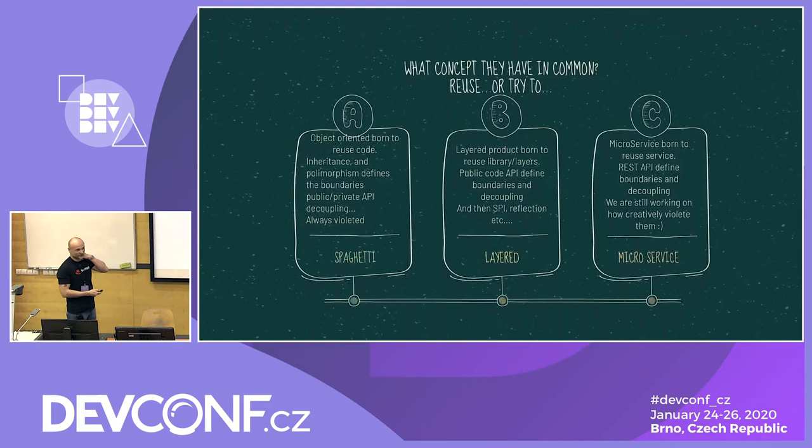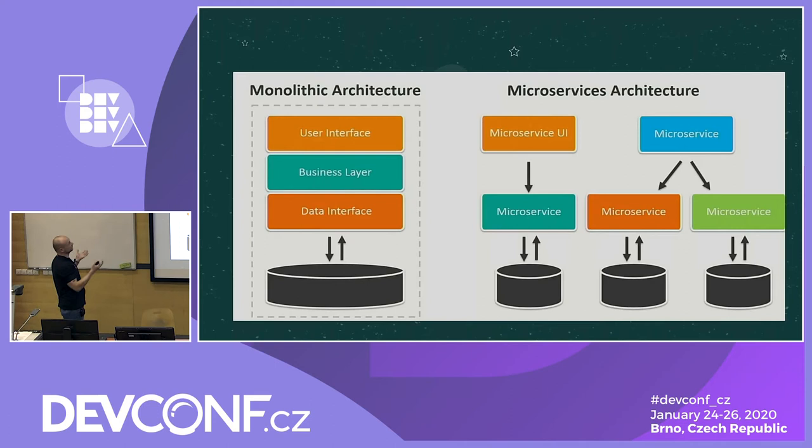So the difference in a slide is quite easy to understand. A monolith has a user interface, a business layer, a data interface, and a single database. This is the classical implementation or definition of it.